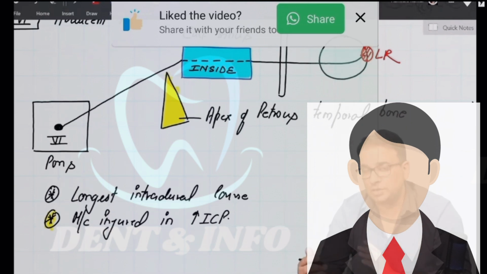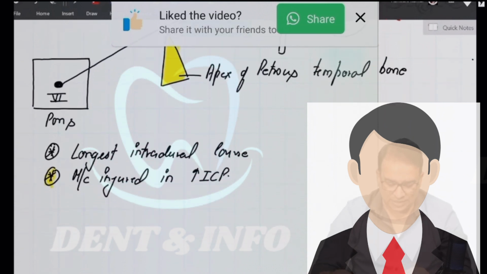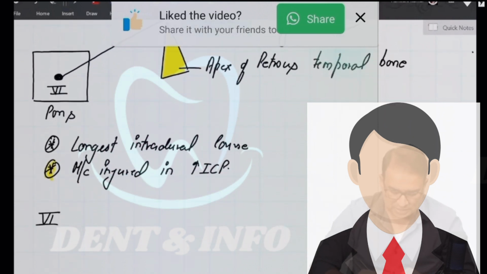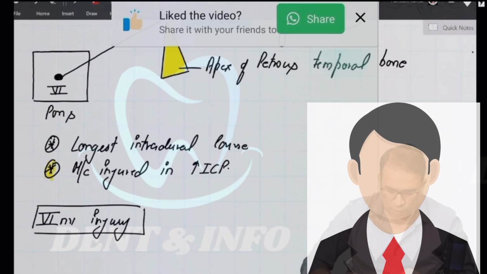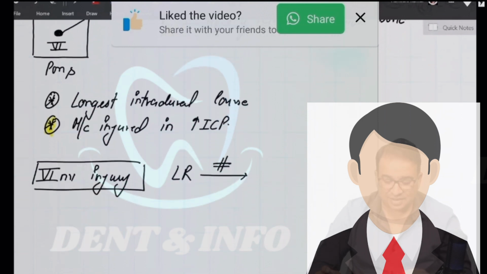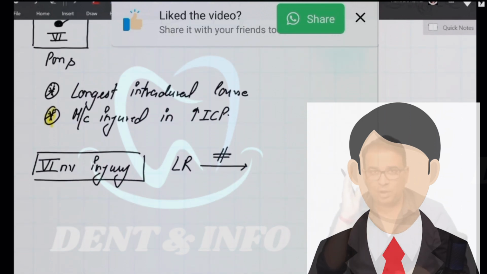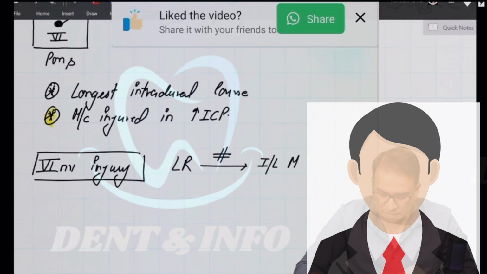Now, let's say the nerve is injured. Now, what will happen, guys? Obviously, in a case of sixth nerve injury, which muscle will be gone? Lateral rectus muscle will be gone. And when lateral rectus muscle is gone, the eyeball will not go toward the lateral side, it will come toward what side? Medial side. So it will be ipsilateral medial squint. Either you call it medial squint or you can call it convergent squint.